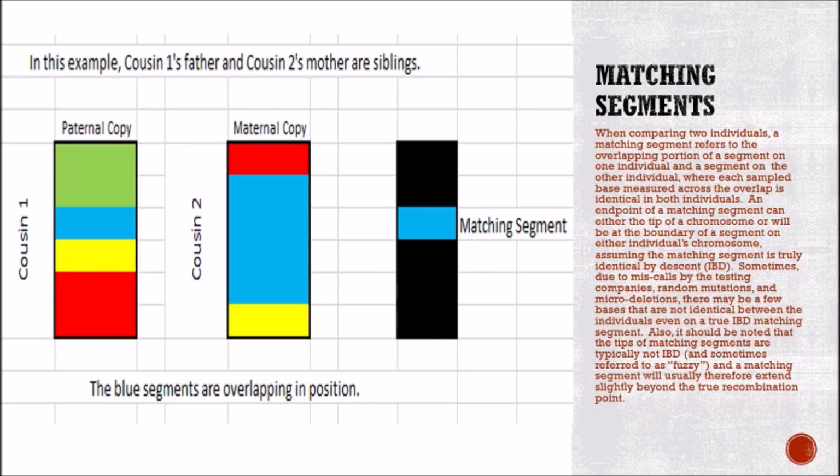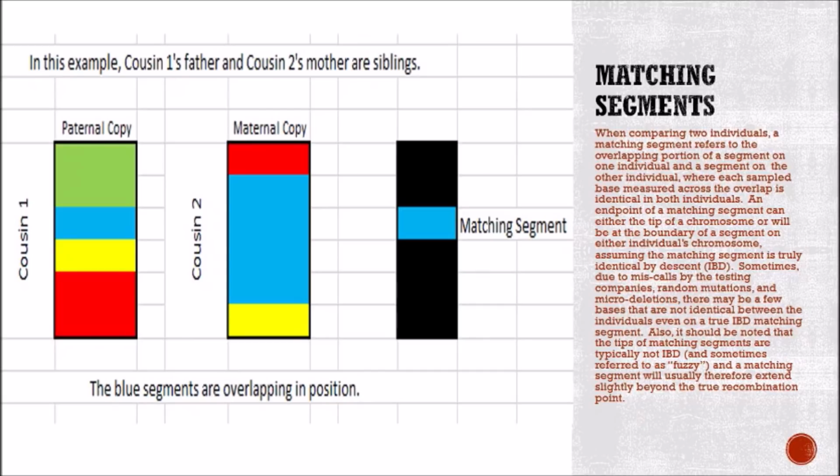And this assumes that the matching segment is truly identical by descent. Sometimes, due to miscalls by the testing companies, random mutations, and microdeletions, there may be a few bases that are not exactly identical between these individuals, even though it's a true matching segment. And that's why GEDmatch has things like mismatch bundling thresholds and stuff like that. But in theory, they would be identical because they came from the same stream of DNA originally. But there may have been some mutations and some miscalls by testing companies that may throw in a wrong data point every so many hundred calls, and we have algorithms to deal with that.